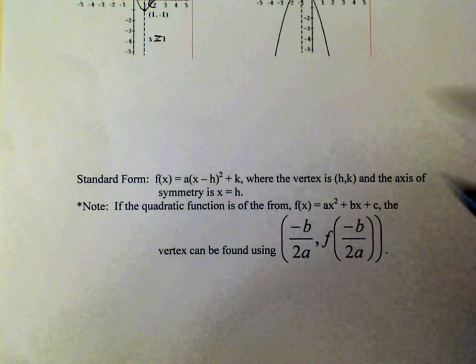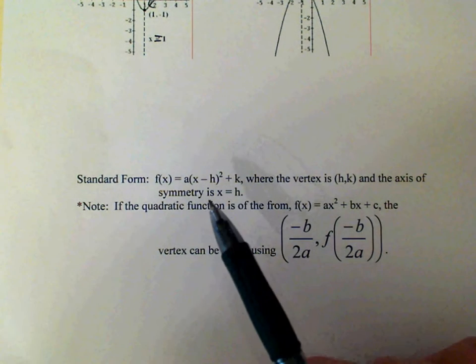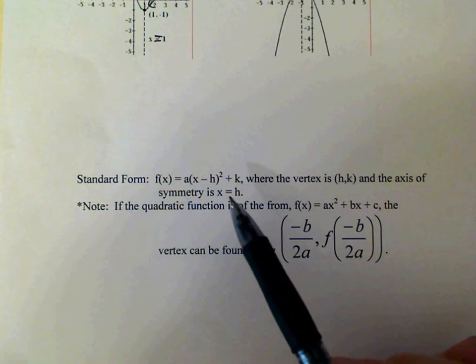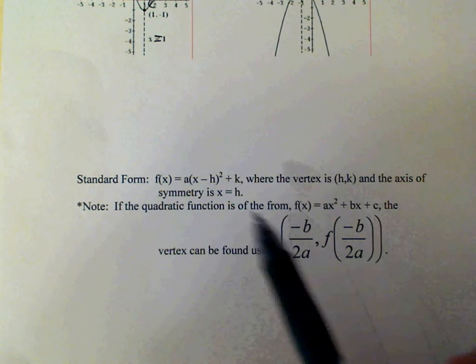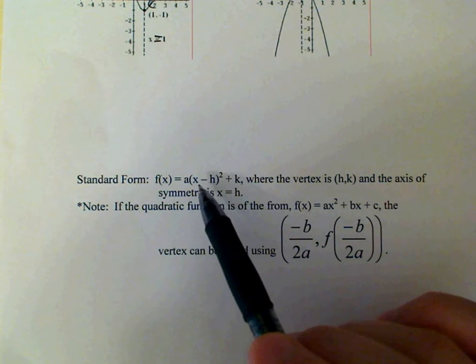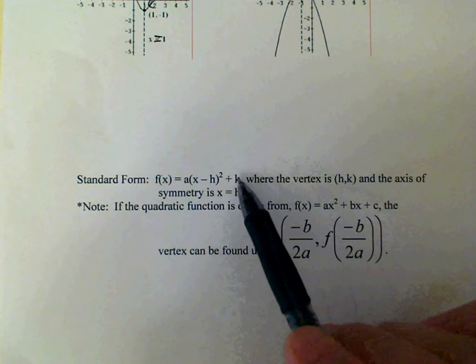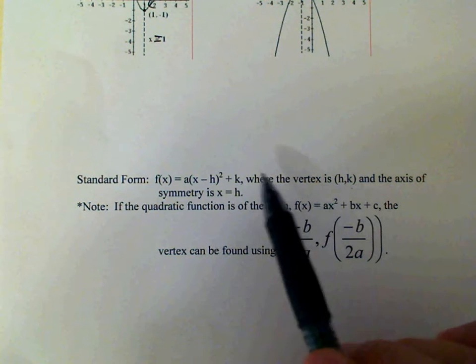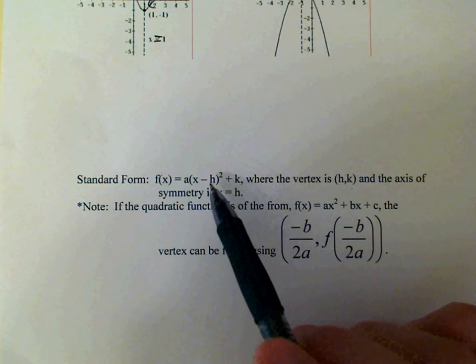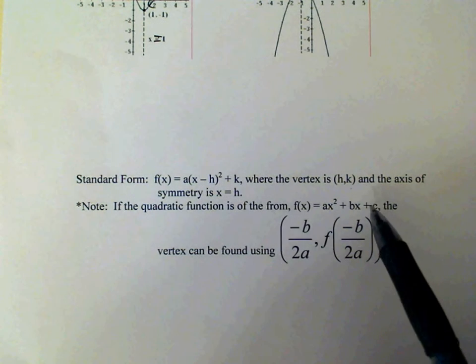The standard form of a quadratic function, or of a parabola, is f of x equals a times parentheses x minus h squared plus k. The vertex is always h comma k. Notice that in standard form this is x minus h, but the vertex is a positive h, and then we have a plus k, and the vertex is a positive k. So for the h value of the vertex we change the sign, and for the k value we keep the sign. Once again, the axis of symmetry is x equals h.